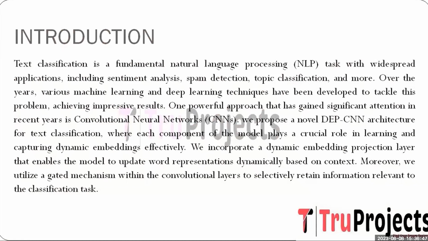A distinctive facet involves a dynamic embedding projection layer, facilitating on-the-fly updates to the word representations guided by the contextual cue. Additionally, we employ a gated mechanism within the convolutional layers, selectively preserving the information pertinent to the classification objective, and this pioneering approach showcases the potential for refining text classification performance.